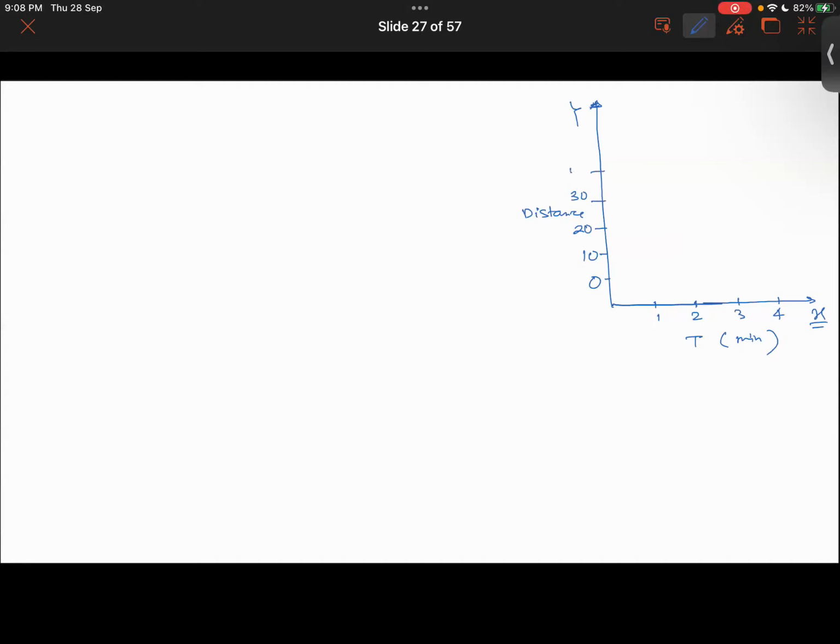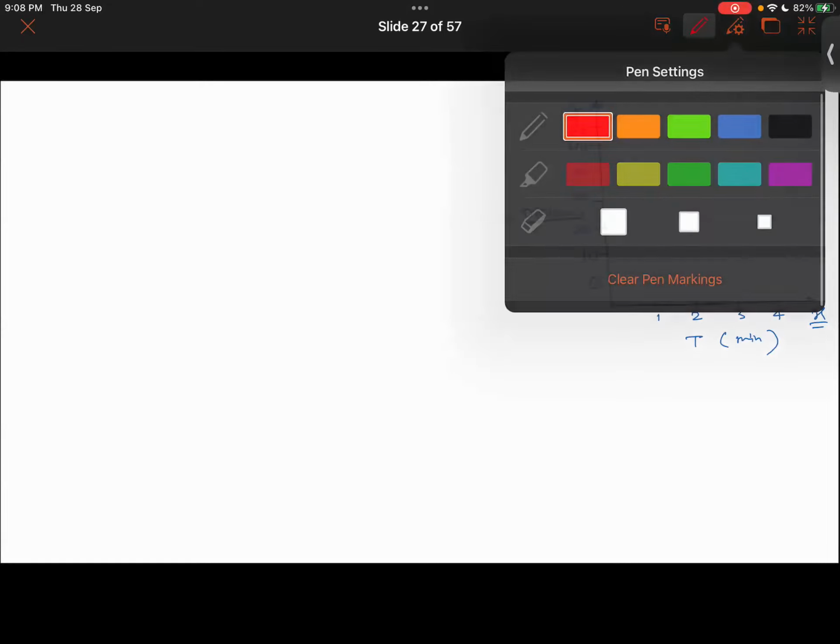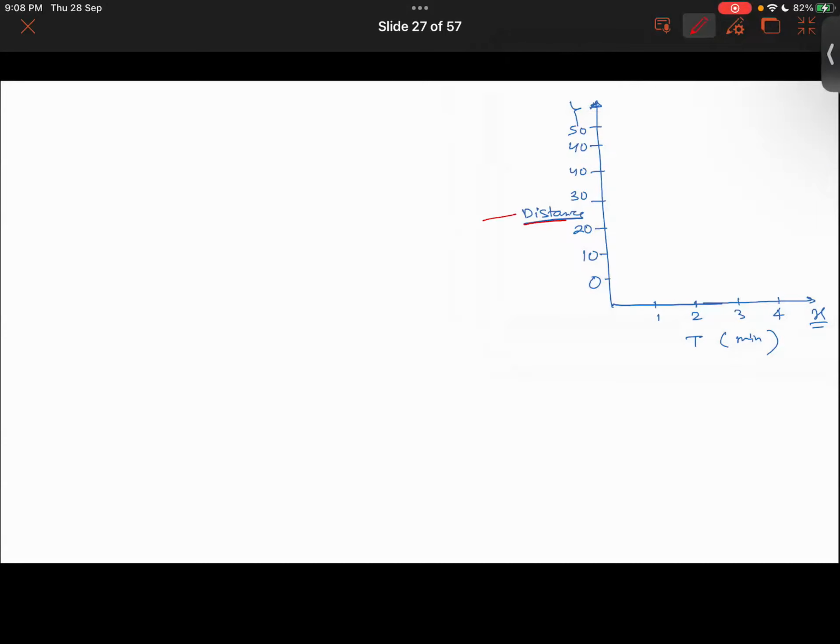Sir, can you ask the question again? I actually didn't get it. Okay, my question is that if the examiner asks you that distance is plotted on which axis of the graph, your answer would be y-axis, obviously, right? In fill in the blanks types, these types of questions are asked, right?